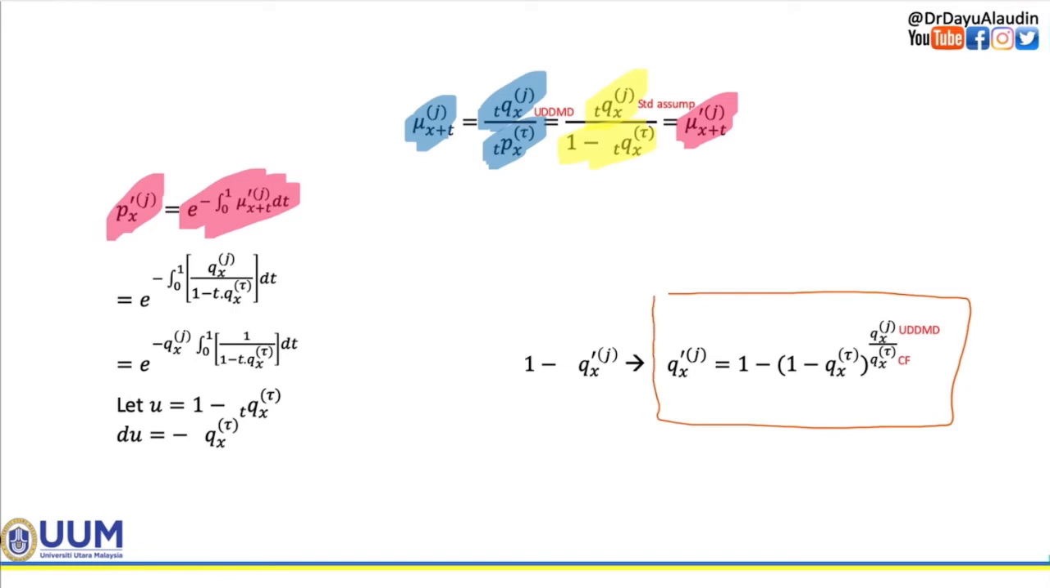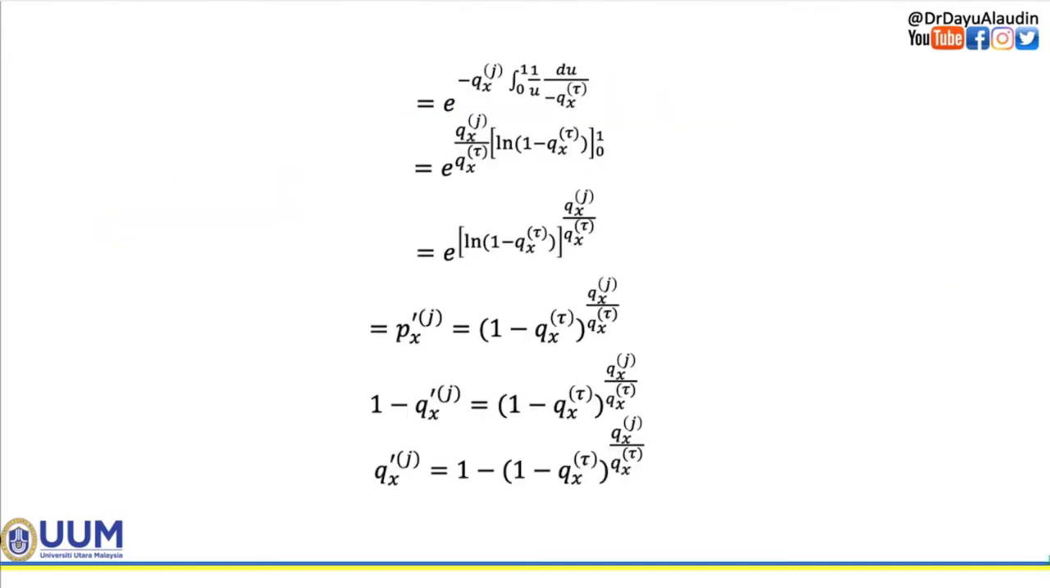Qxj prime is equal to 1 minus Qx tau to the power of Qxj divided by Qx tau. So the numerator is UDD and the denominator is using constant force. This is how we get the equation.